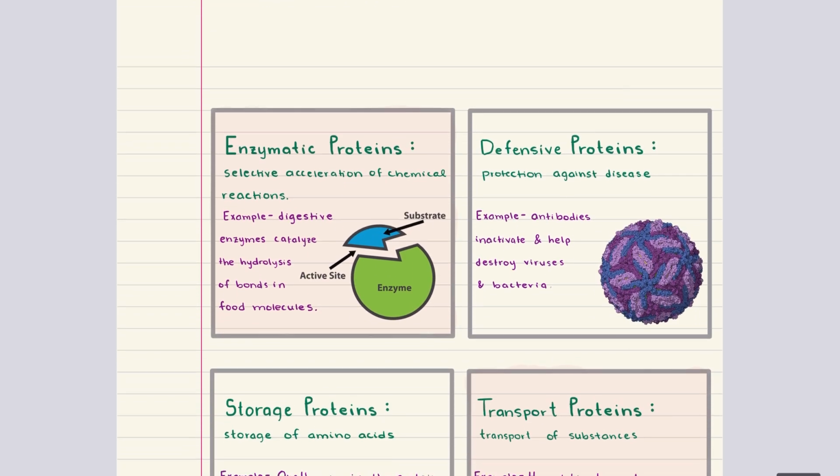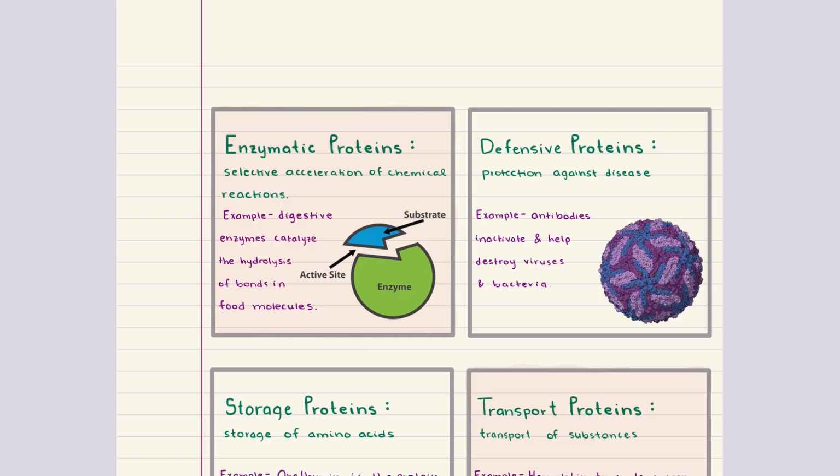Now, depending on the role a protein plays, we can group them into different categories. First, we have enzymatic proteins. These are proteins that act as catalysts. They speed up chemical reactions by lowering the activation energy needed. An example is digestive enzymes, and these enzymes in your digestive system help break down large molecules in food by catalyzing the hydrolysis of chemical bonds. That means they use water to break those bonds and make the nutrients easier to absorb.